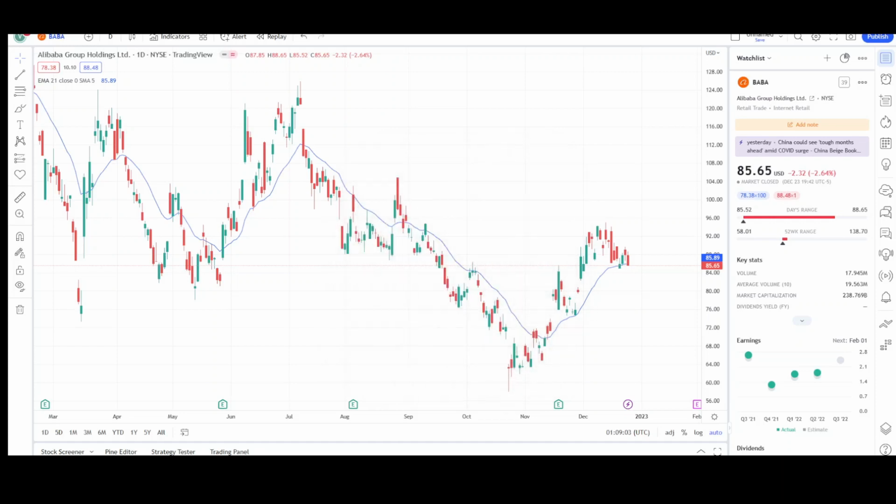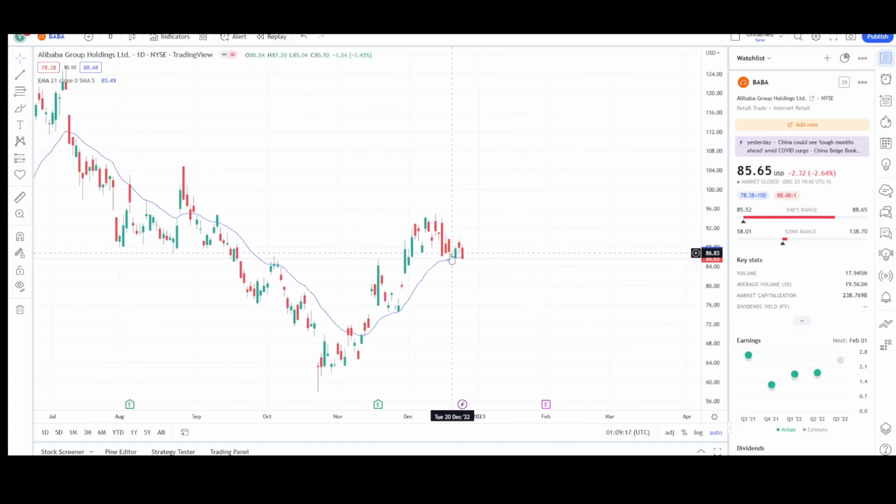I will first go over what I see in the daily chart and finish the video off with the weekly chart. So here we have the daily chart for Alibaba. It looks like last week we closed right around the 86.64 level, and we just traded pretty much a point lower from there. So not a lot has changed.